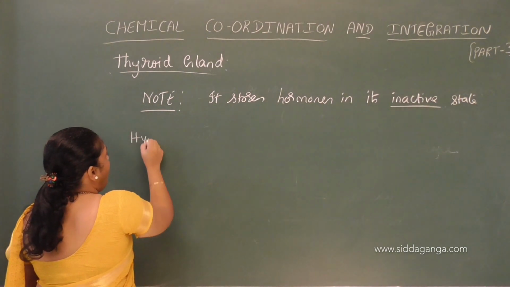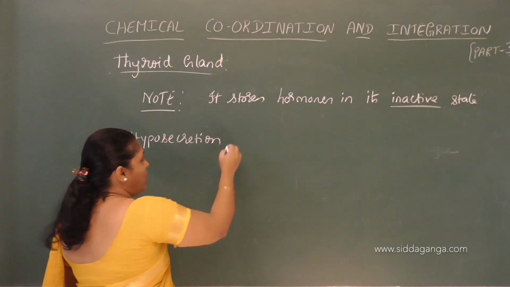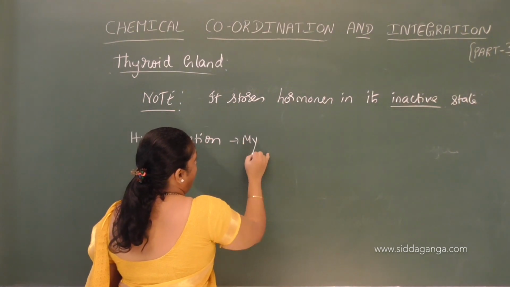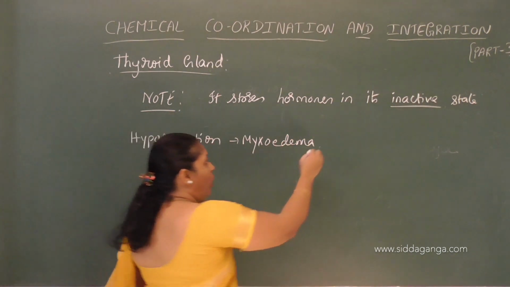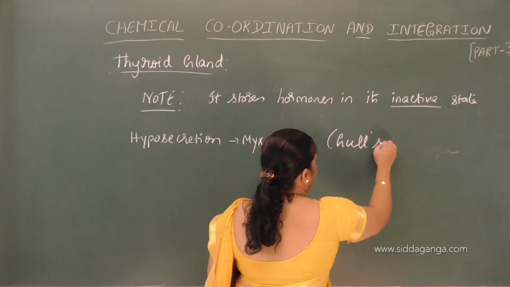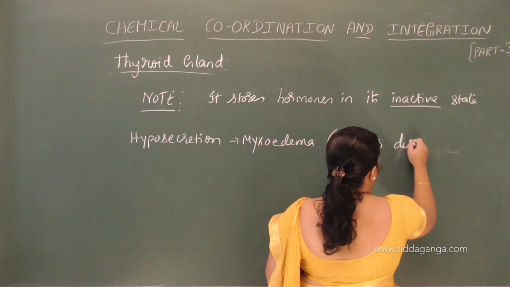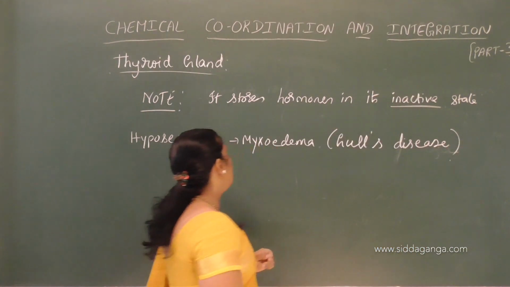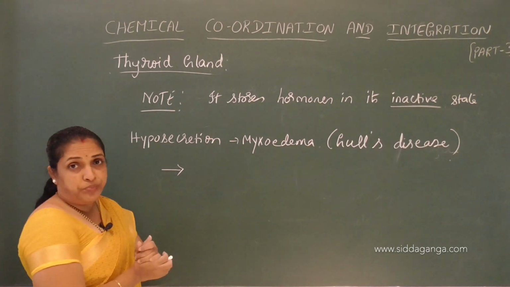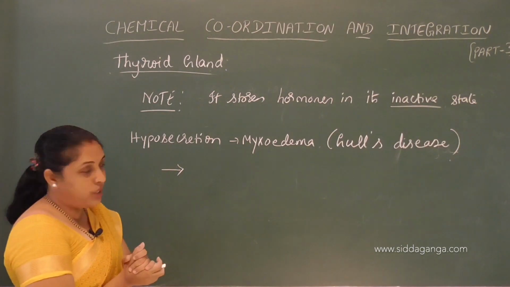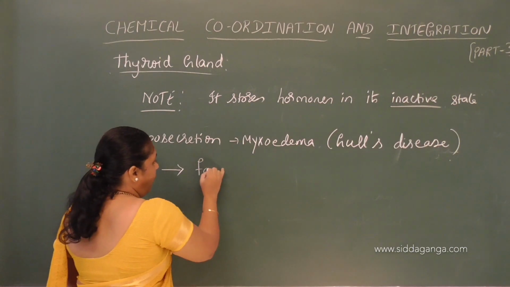And hypersecretion causes a disease called myxedema, or it's also called Gull's disease. So what are we going to observe in these persons? Hypersecretion leads to a disease called myxedema or Gull's disease. In this person we see falling of hair.